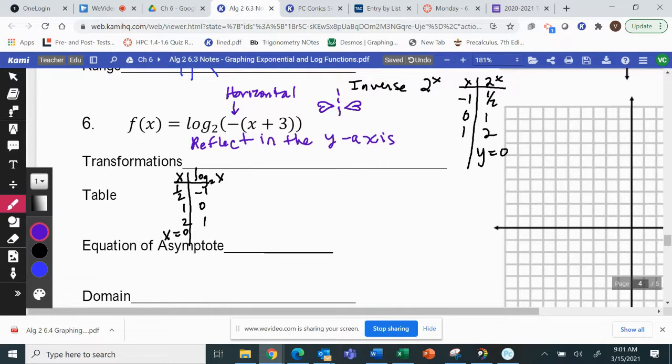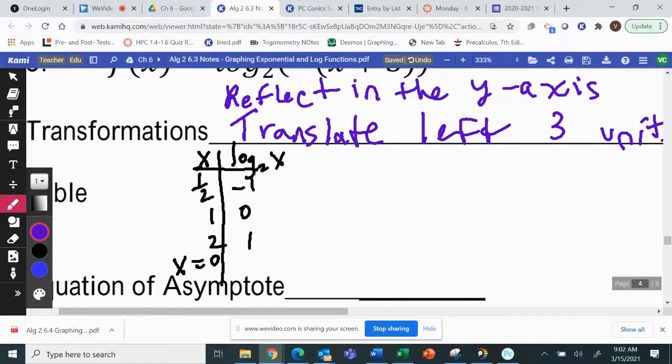Okay, so we got to reflect in the y-axis. And then, Warren, can you tell me what this plus 3 does? Translate left 3 units. Good. So we go to our table. And the first is reflect in the y-axis. That is a horizontal. And we also have translate left 3 units, which is also horizontal. So which thing do I have to do first? Multiplication or adding and subtracting? Multiplication, always before adding and subtracting.